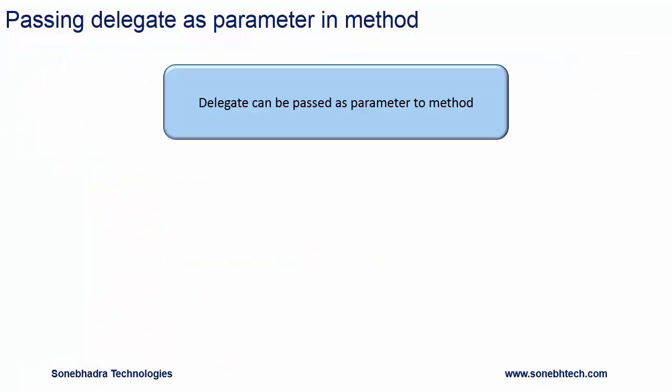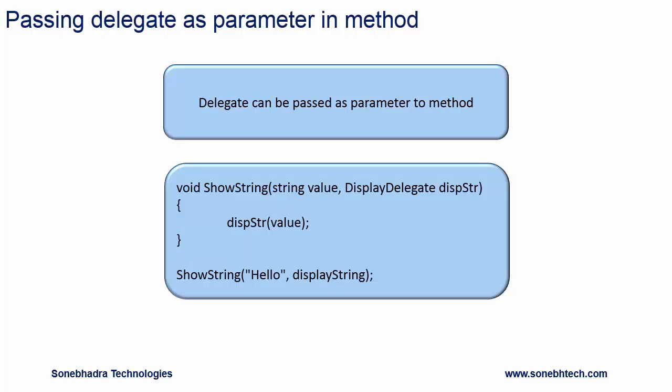Passing delegate as parameter in method. We can pass the delegate as parameter to a method. Let's see one example. Here we have called the method show string. It has first parameter string hello, and the second parameter is delegate display string.